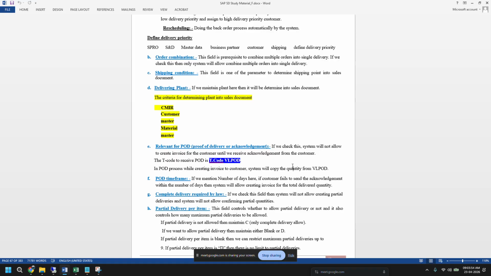And also in some companies, it's a legal requirement that unless you get the confirmation from the customer that he has received the goods, you cannot create the billing. Means you will create the order, you will create the outbound delivery, you will do the post goods issue. Now you cannot create the invoice until the customer confirms that he has received the goods. That sort of confirmation is required from the customer before creating the invoice. So that we call proof of delivery, POD.